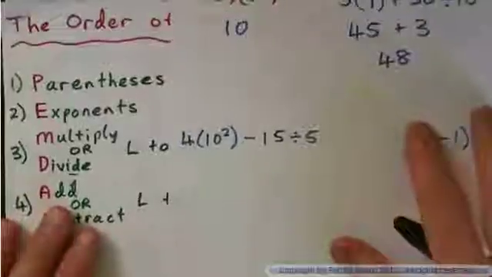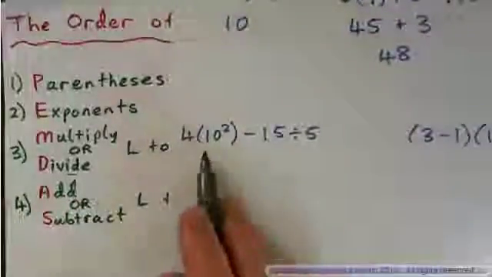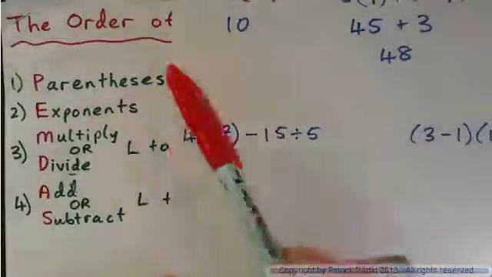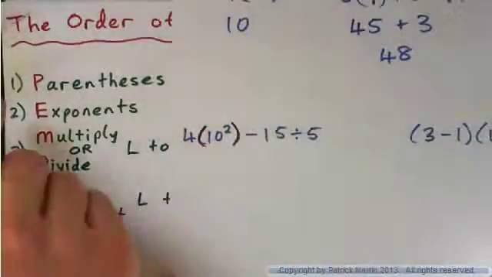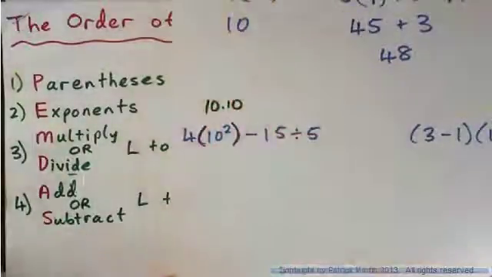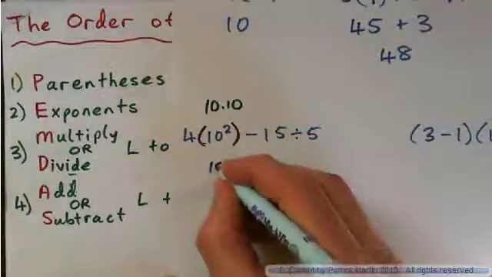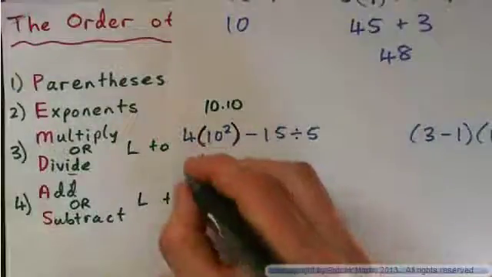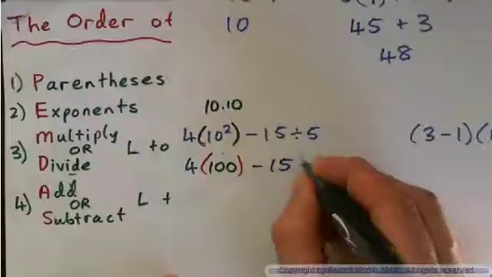Starting with this one, you have 4 times 10 squared minus 15 divided by 5. We go from left to right. Look for parentheses. Do whatever's inside there. 10 squared means 10 times 10, which is 100. So we have 4 times 100 minus 15 divided by 5.